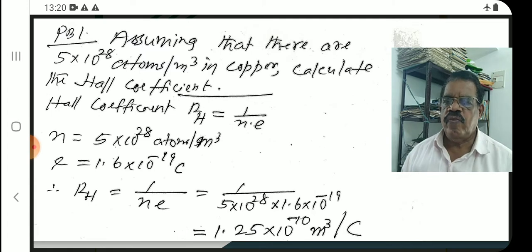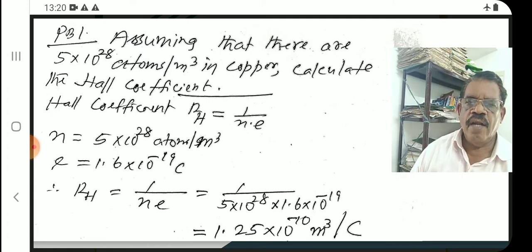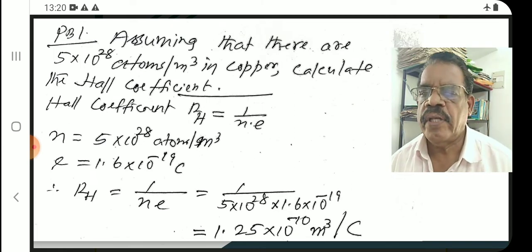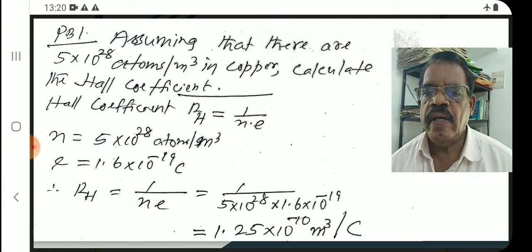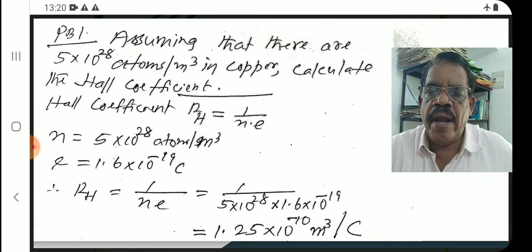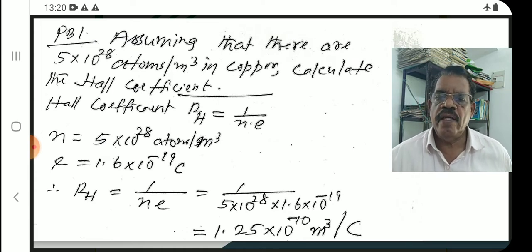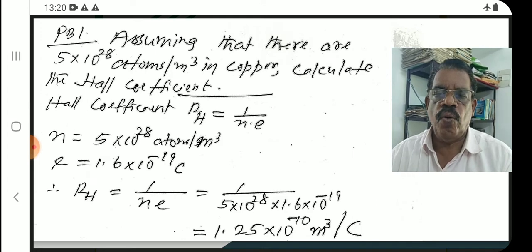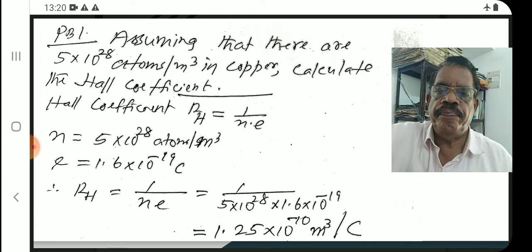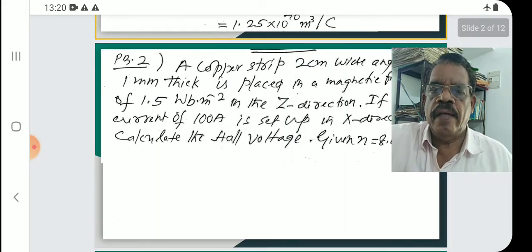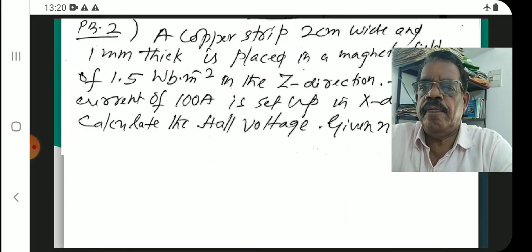When we put the values, we get RH, the Hall coefficient, the Hall constant. The Hall coefficient or the Hall constant, RH is 1 by NE, that is 1 by 5 into 10 raised to 28 into 1.6 into 10 raised to minus 19, which is equal to 1.29 into 10 raised to minus 10 meter cubed per coulomb. That is the answer. Next problem we can see.